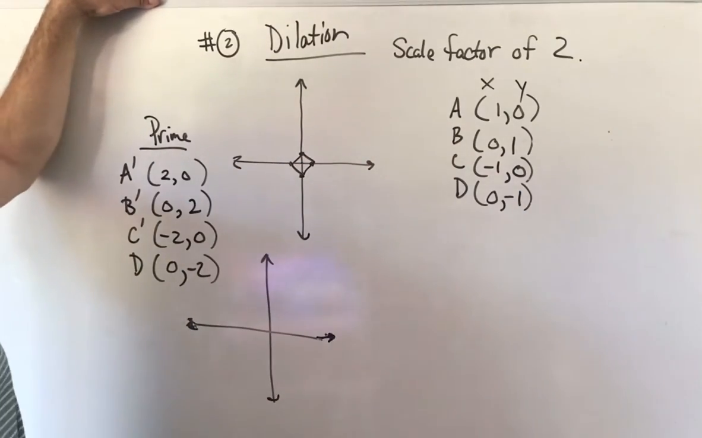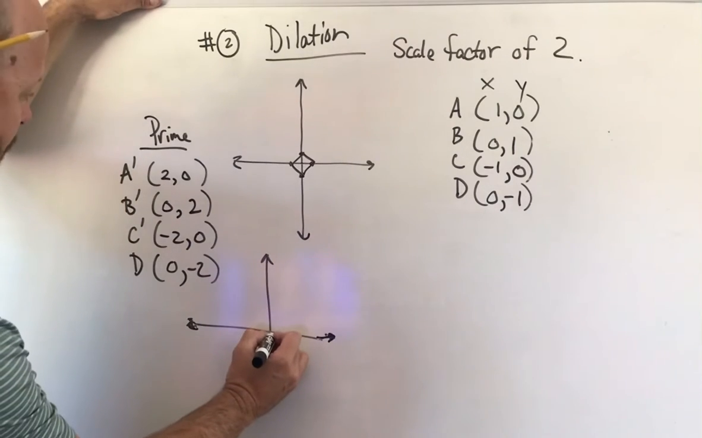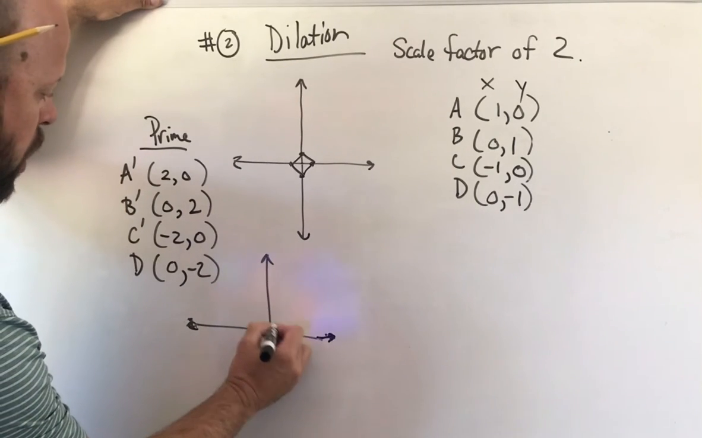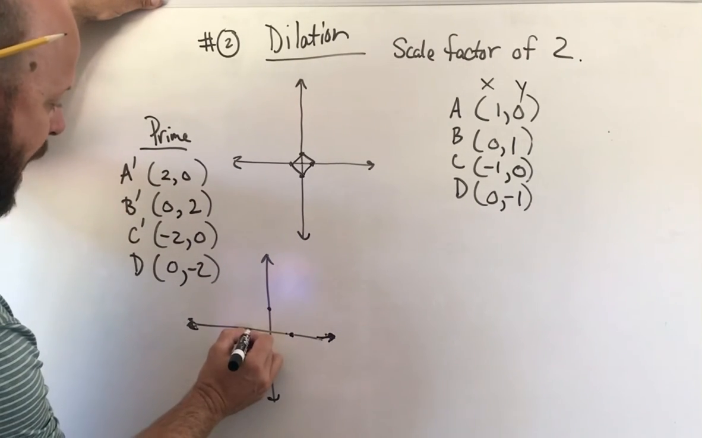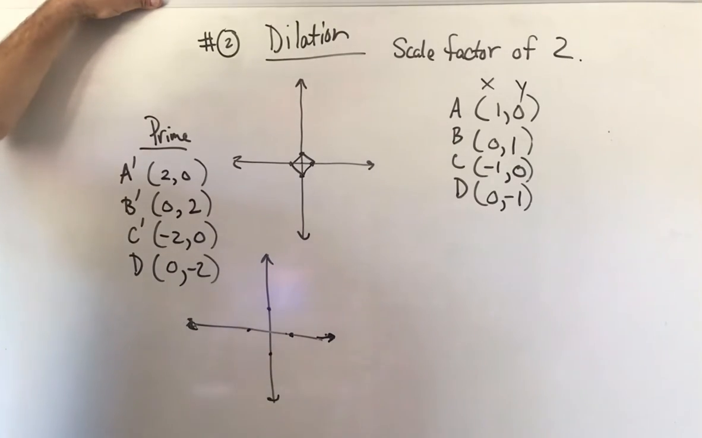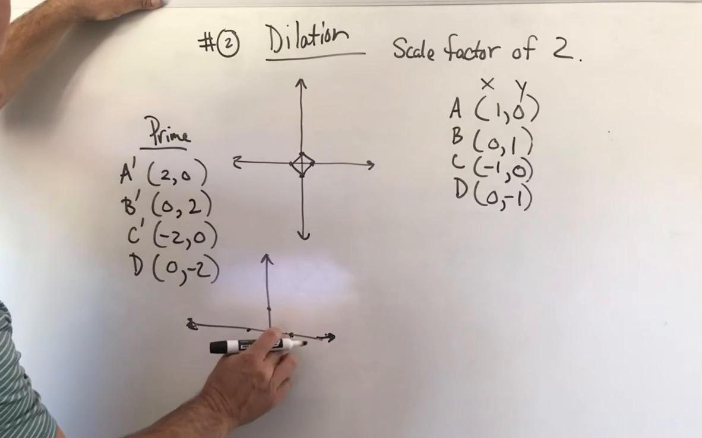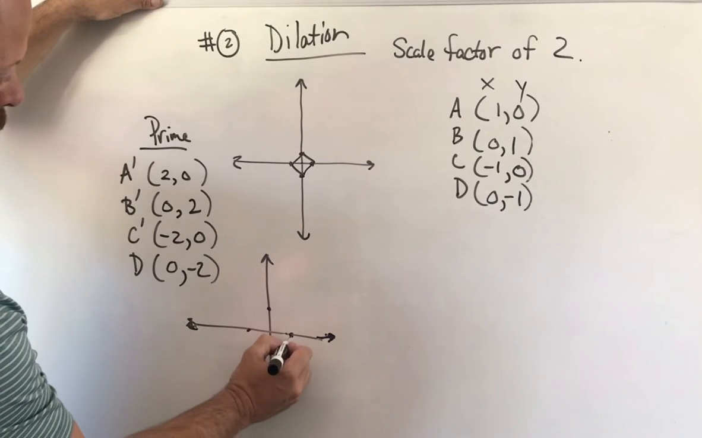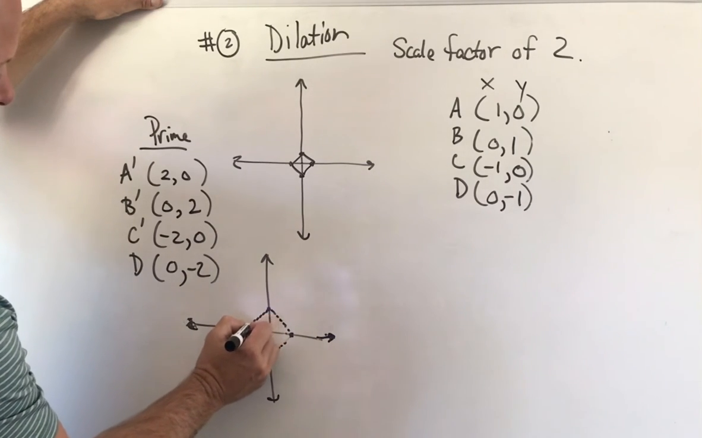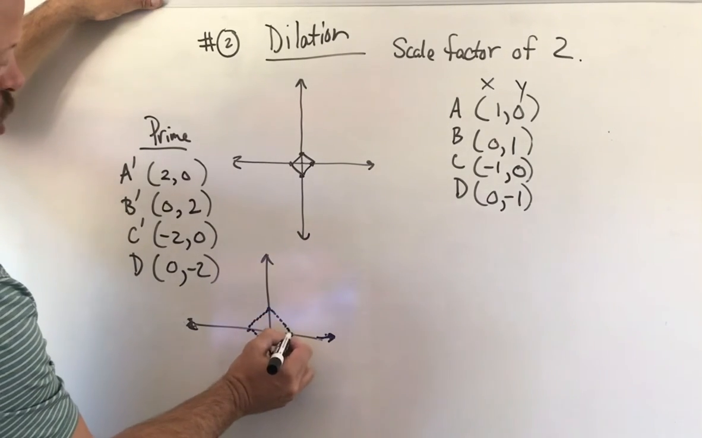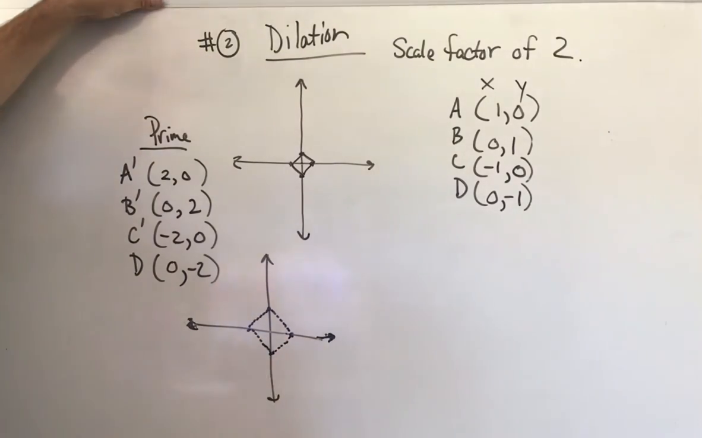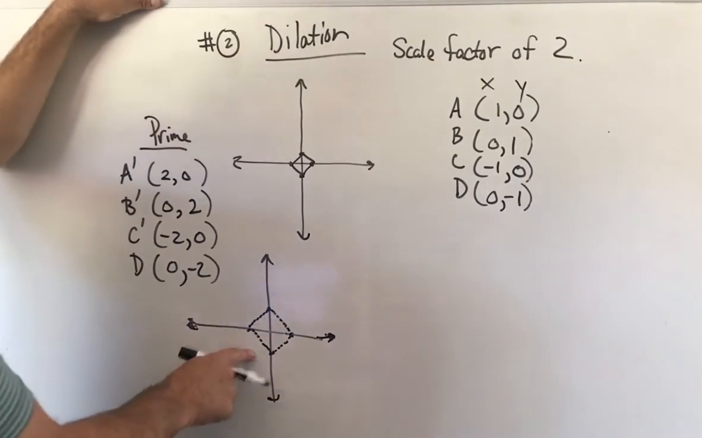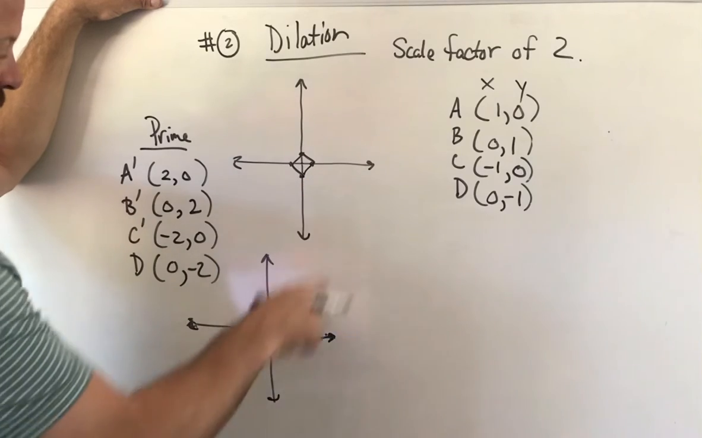Now let's check it out. Let's see what it looks like. I'm going to go over 2 and up 2, back 2, and down 2 from this axis. I remember I always want to do dotted lines on my prime, on the image. What have I just done to this figure? I have made it twice the size.